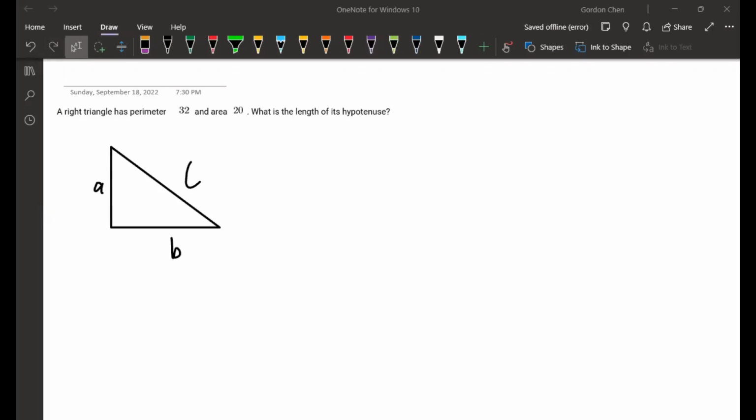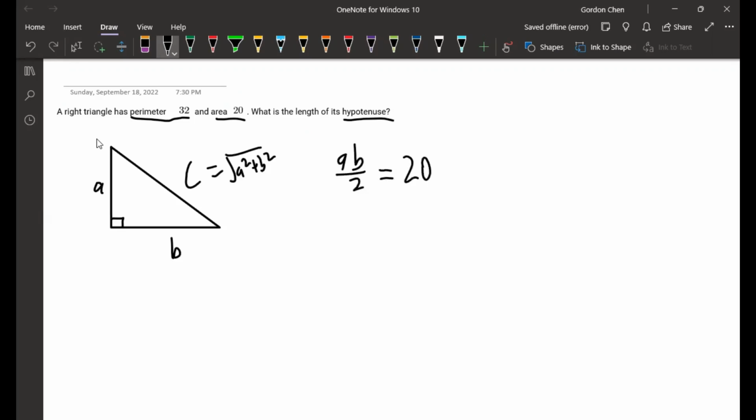So this is the video for this problem. A right triangle has a perimeter of 32 and an area of 20, and you want to find the hypotenuse of it. The hypotenuse is equal to the square root of a squared plus b squared. And this is a right triangle, which means that the area is ab over 2, and that's given to be 20. And the perimeter is a plus b plus c, that's given to be 32.